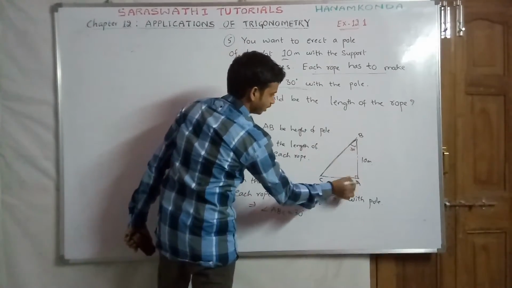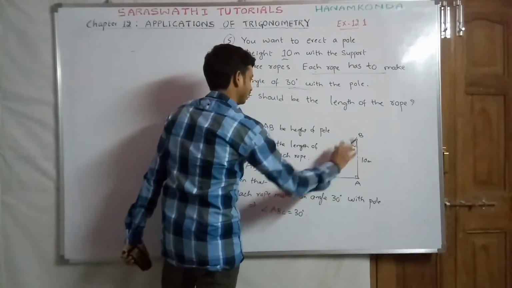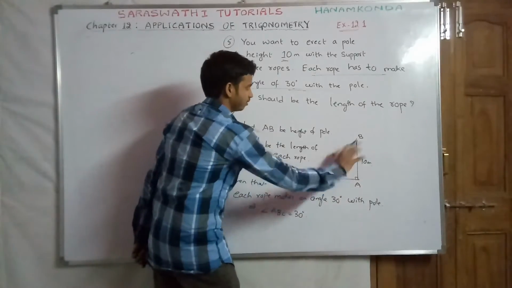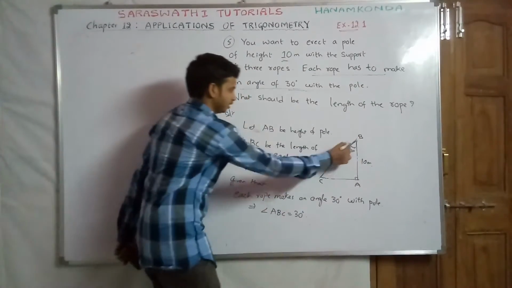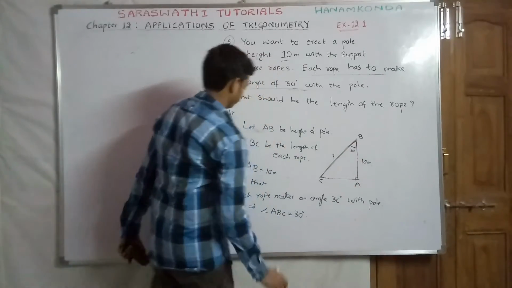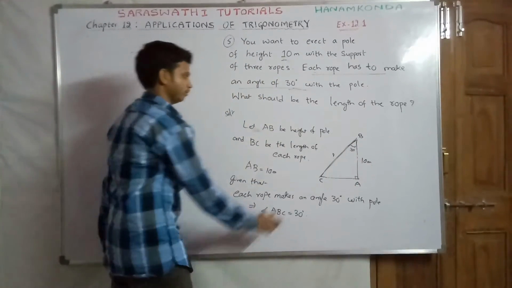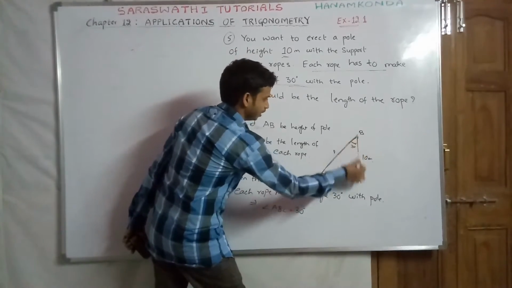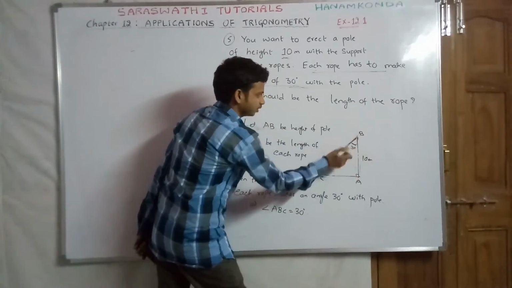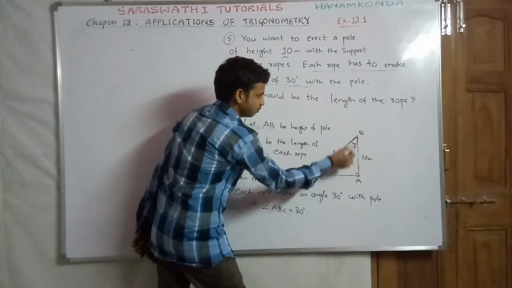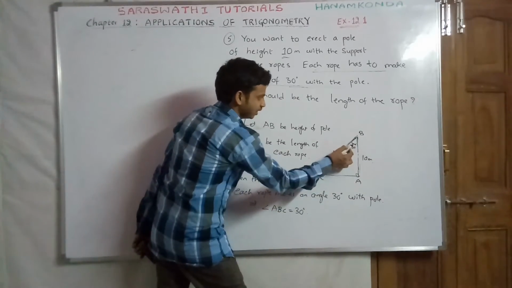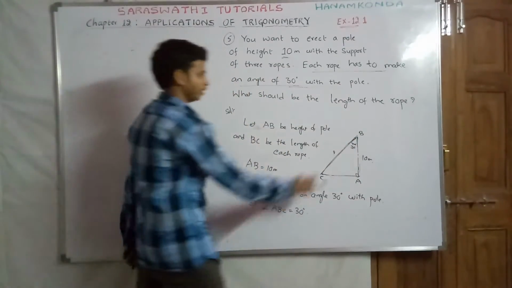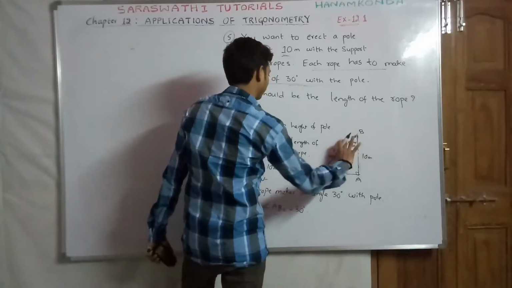Since the pole is in vertical position, BC is considered as the hypotenuse. We have to find the value of BC, since BC is the length of each rope. The angle is 30 degrees, and AB is the adjacent side to the angle 30 degrees, that means adjacent by hypotenuse. So if you apply cos to the angle 30, we can find the value of BC.